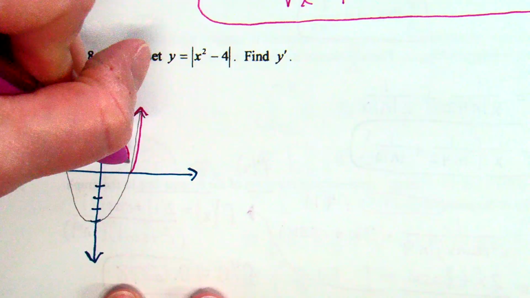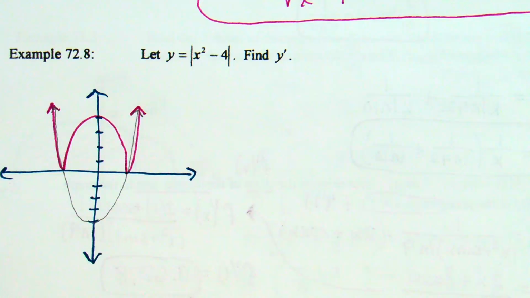I should have drawn it a little more accurately. What would those x-intercepts be? Yeah, it would be your 2s. Because think about this. If this was at 0, 0, and then went over 1, up 1, and then over 2, up 4, it would be at 2 and negative 2.